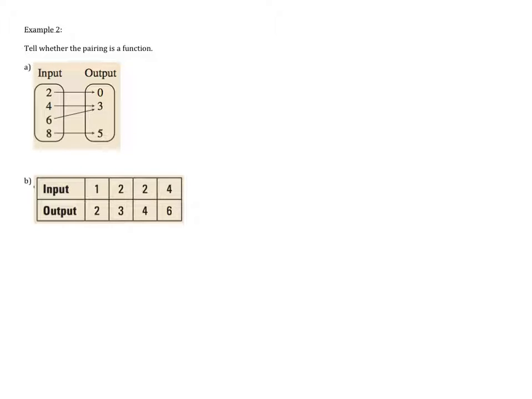Our inputs are 2, 4, 6, and 8, and our outputs are 0, 3, and 5. And so remember, what we want to look at is, do we have any repeated x values? If it helps, go ahead and list the ordered pairs. So it says we have an input of 2 matched up with an output of 0. We have an input of 4 matched up with an output of 3. An input of 6 matched up with an output of 3, and an input of 8 matched up with an output of 5.